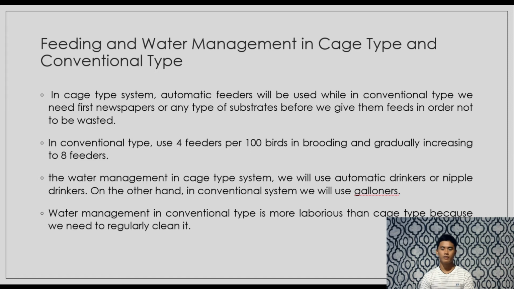The water management in cage type system will use automatic drinkers or nipple drinkers. On the other hand, in conventional system, we will use galloners. Water management in conventional type is more laborious than cage type because we need to regularly clean it.